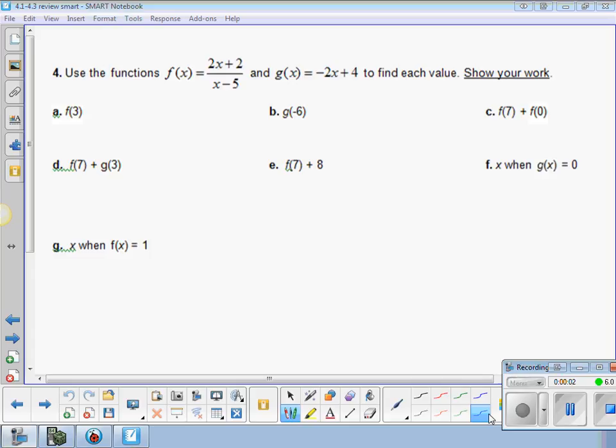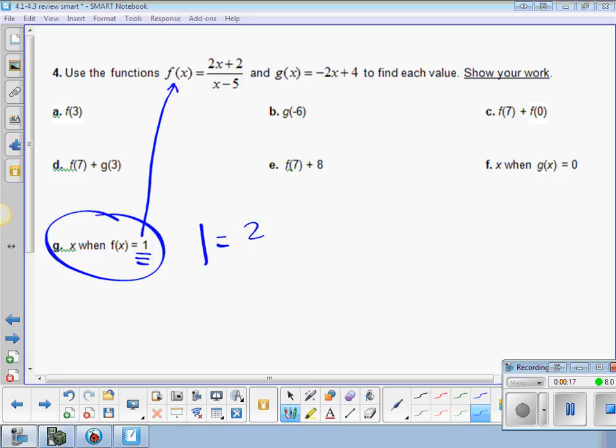We're on the review for Chapter 4, Lessons 4.1 to 4.3, talking about G here. They want you to find x when you know that f of x equals 1. So you replace the f of x with 1, and you solve for x. A very common mistake, well, there's a couple.